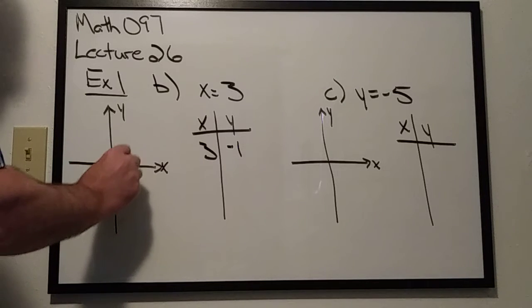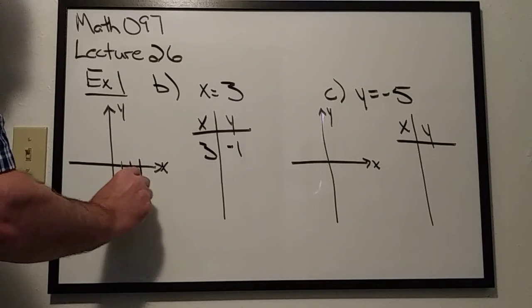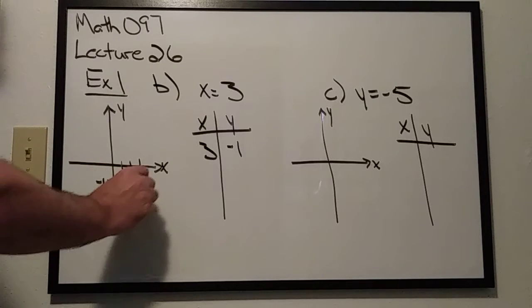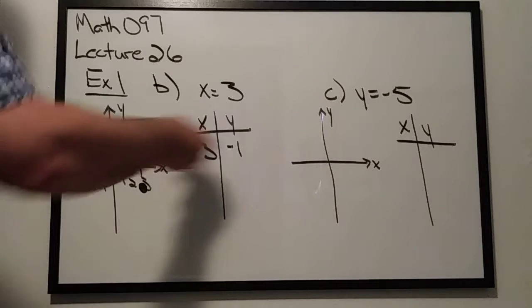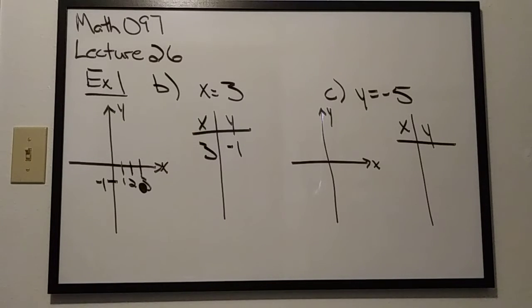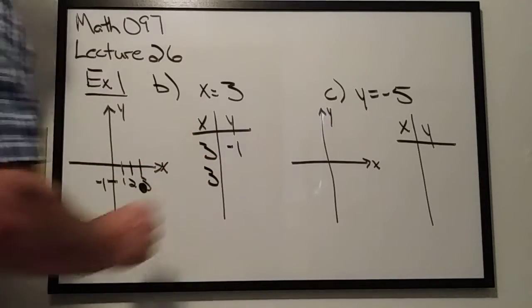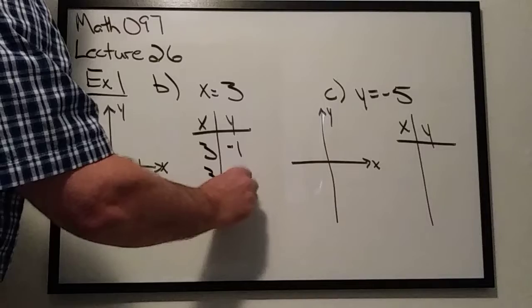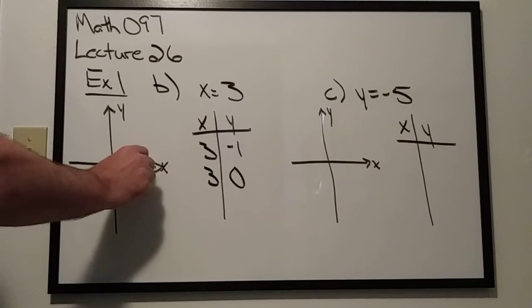3, -1 means I'm going to come over to an x value of 3, then go to a y value of -1, and plot that point. Okay, let's do another point. Once again, I don't have a choice for the x. The x has to be 3. So there's my x value of 3, and y can be anything I feel like. Let's just say it's going to be 0. So there it is.